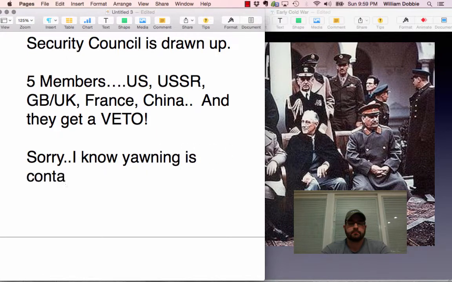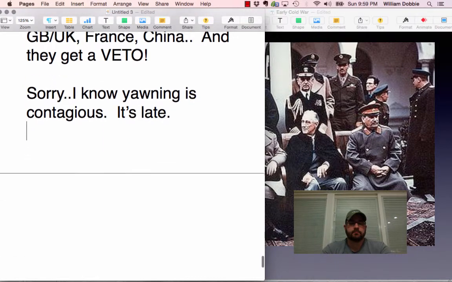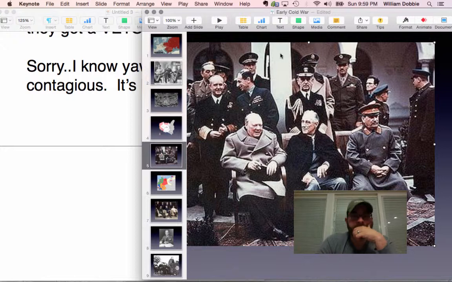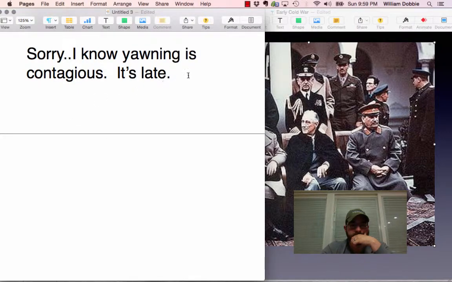So essentially we're going to deal with a Cold War where the United Nations can't really do much of anything because the Soviets can always veto what the Americans might want, and the Americans can always veto what the Soviets might want. Yes, sir? China, where were they at this point? They're always over here.